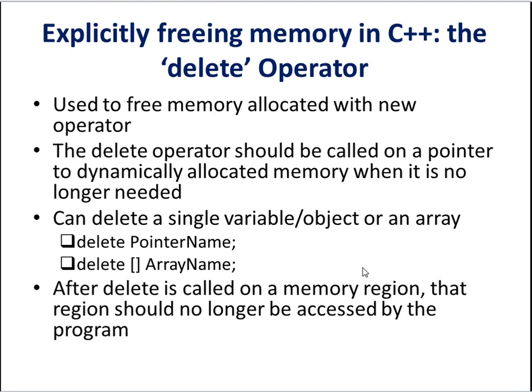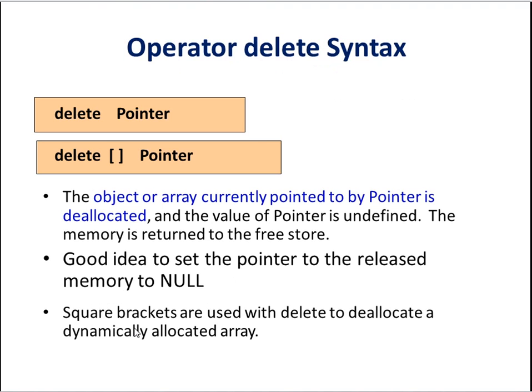Can we delete a single variable, object or array? Yes, it is possible to delete a single variable or object, or an array of objects. The syntax is: delete pointer name, or delete array pointer name. After delete is called in a program, the memory region is freed to use for other purposes. And once it is deleted, there is no way we can access it through the program. This is the syntax for the delete operator: delete pointer name, or delete array pointer name.